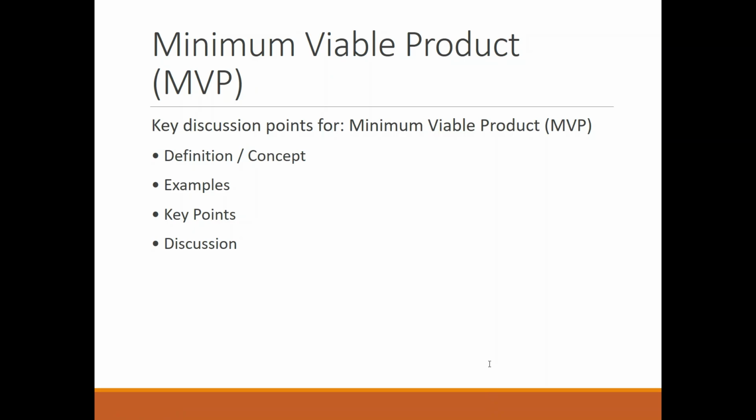The first step is to build a minimum viable product, commonly known as MVP. An MVP is the simplest version of the product that can be tested with real users. It is not a complete product. It only contains the essential features required to solve one important customer problem.